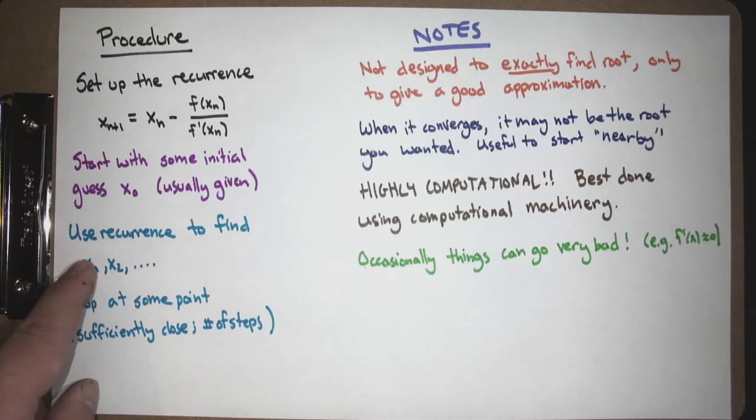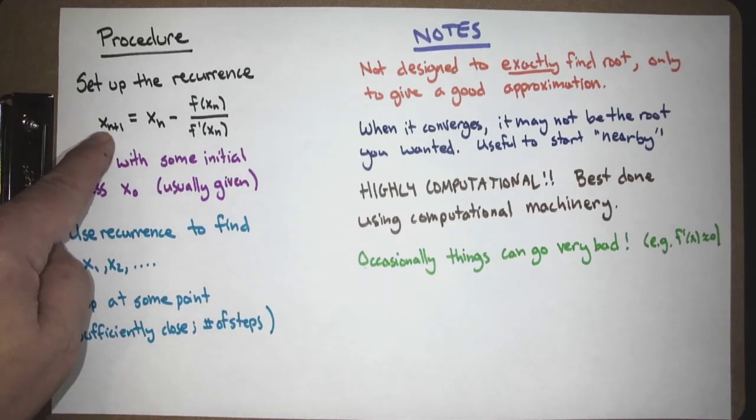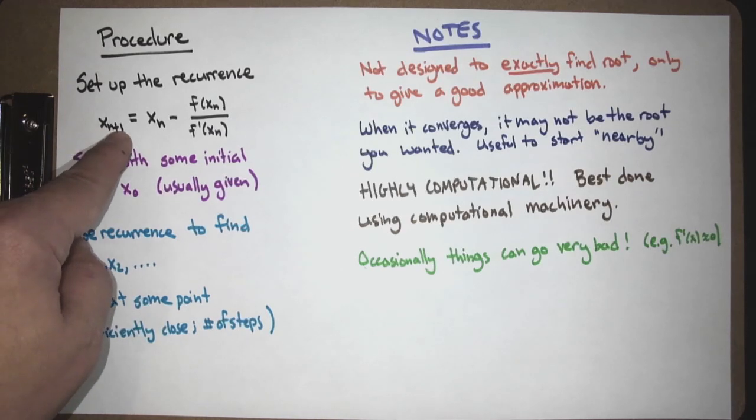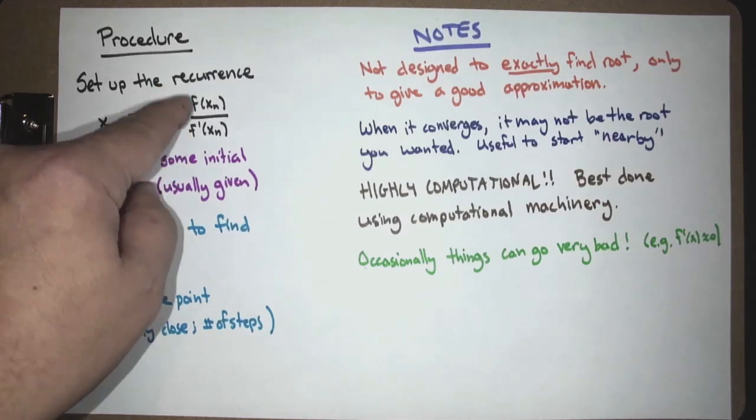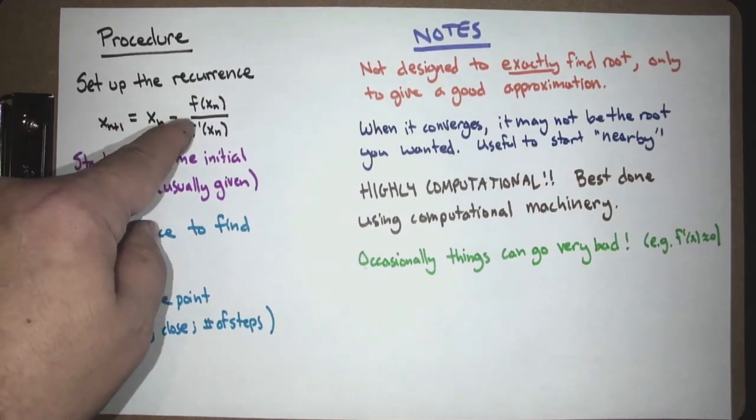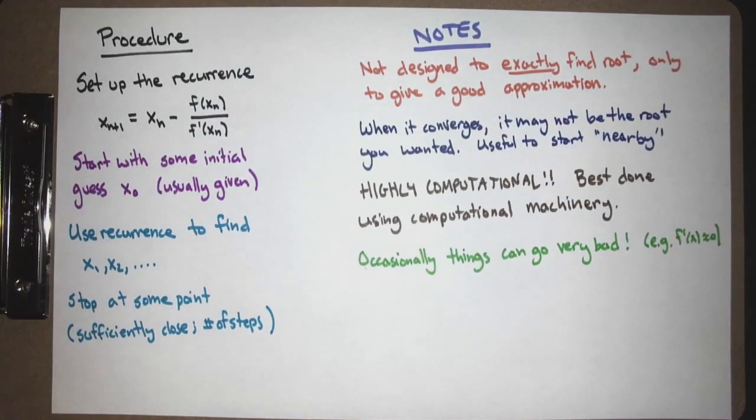Now, how do we find our new guesses? We feed them into that formula we talked about. So to find our new guess, that's why you see this x sub n plus 1, that's equal to our old guess minus this ratio of the function at our old guess divided by the derivative at our old guess. This is called a recurrence. And a recurrence is a machinery that lets us say, okay, if I know what's happening at one step, what's happening at the next step. So we're feeding it through the machine.